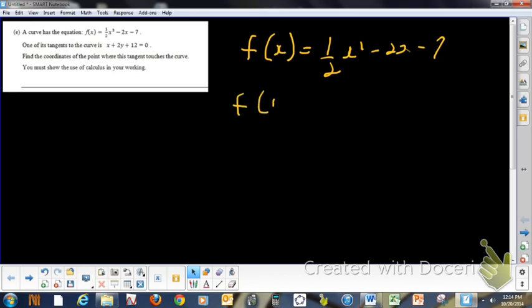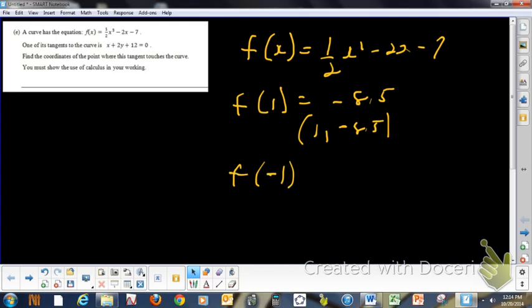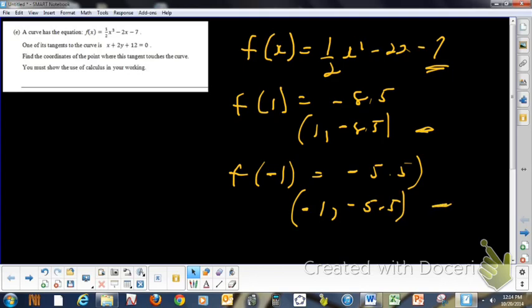So we'll test one, and when we substitute 1 into that original, we get negative 8.5. And so we now have a point of 1 and negative 8.5. And then we've got to test negative 1 into the original equation. And when we work that out, we'll end up getting negative 5.5. So we have negative 1 and negative 5.5. It can't be both these answers. So we've got to figure out which one of these. Is it this one or is it this one?